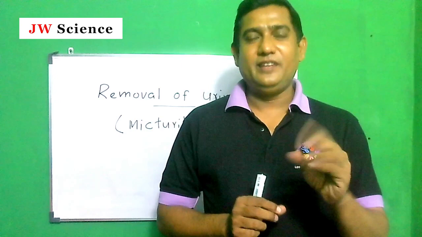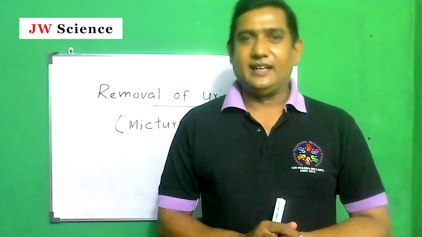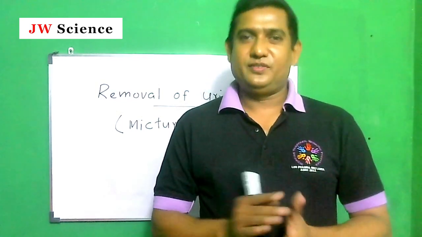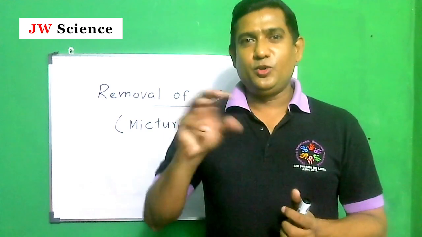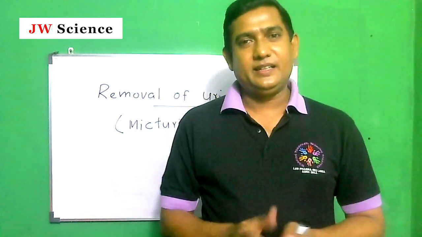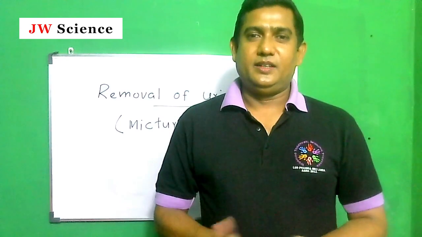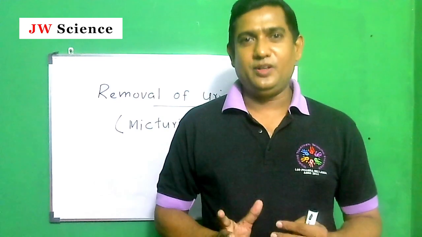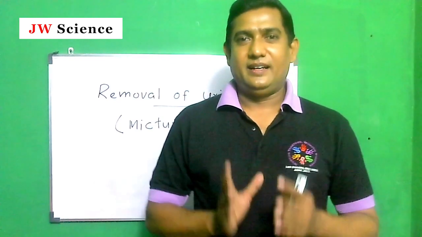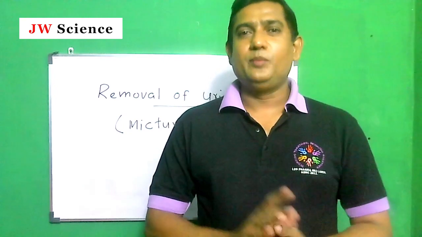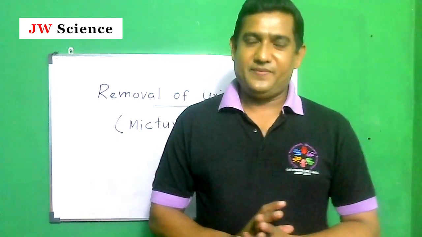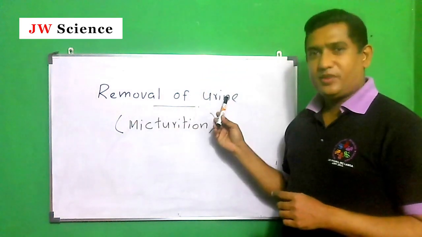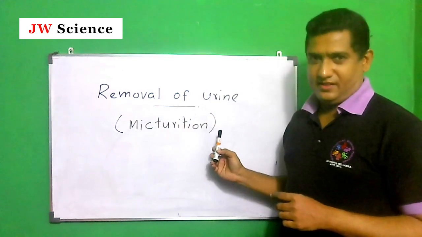This formed urine will be collected by the collecting duct. All these collecting ducts open into the pelvis of the kidney. From the pelvis, the ureter starts. The ureter will be connected to the urinary bladder. So this urine will be temporarily stored in the urinary bladder until we remove the urine from the body. Let's see how it happens. Removal of urine from the body is called micturition.